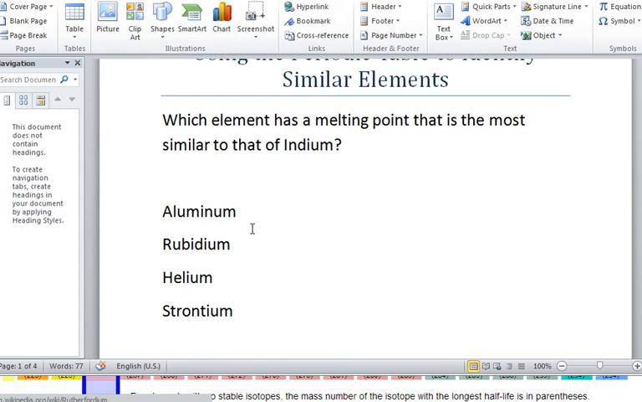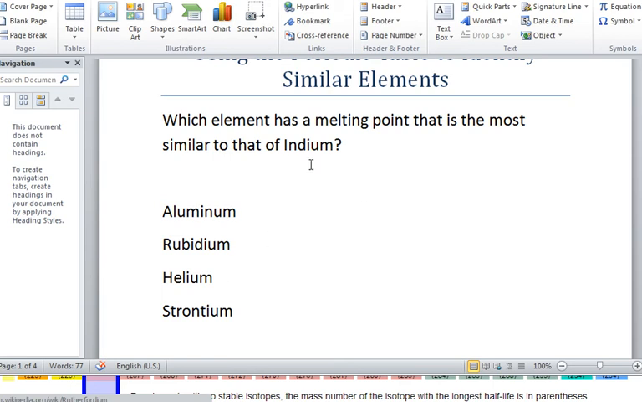In a way, the periodic table is named poorly because the periods aren't really what are terribly interesting about the periodic table. It's the groups, the columns, that are more interesting, not the rows, not the periods. So I'm going to look for indium in the periodic table, and then find among these answer choices, aluminum, rubidium, helium, strontium, which one's in the same column.